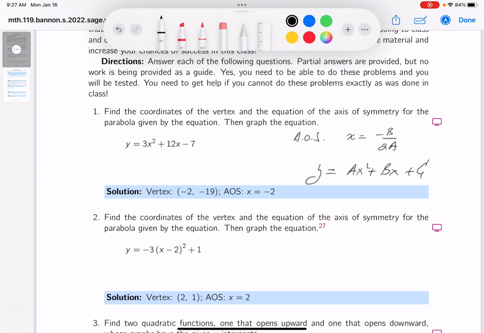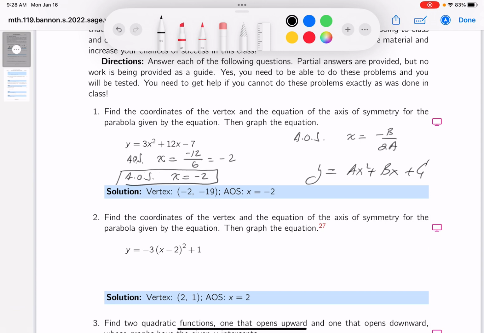Let's write that down. So the axis of symmetry for this particular problem is going to be x equals, well, what do you get there? Well, the opposite of the b would be minus 12, and twice a would be 6. So the axis of symmetry would be minus 2. Let's write that down. The AOS is x equals minus 2.